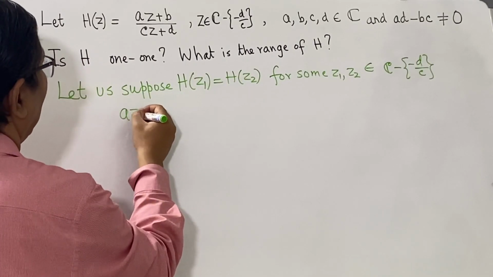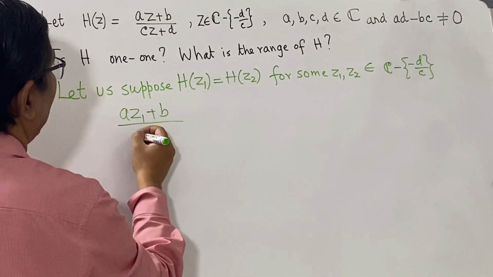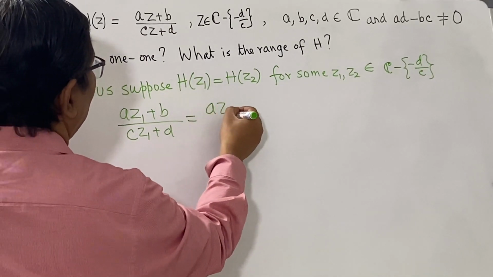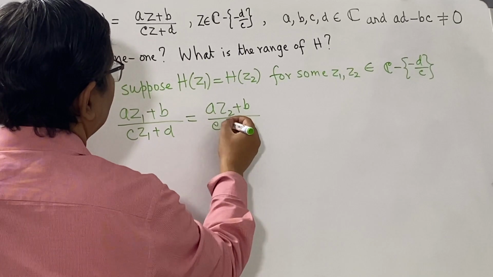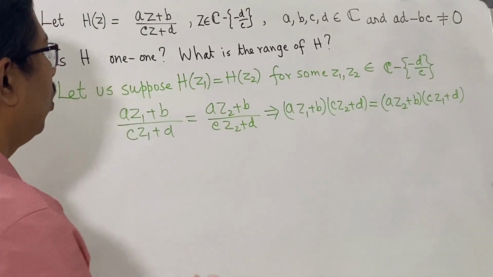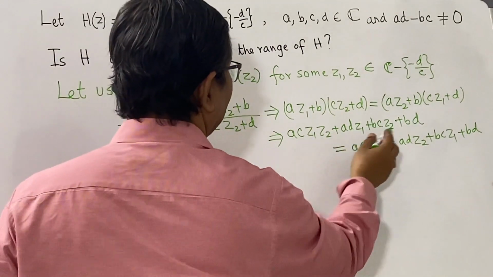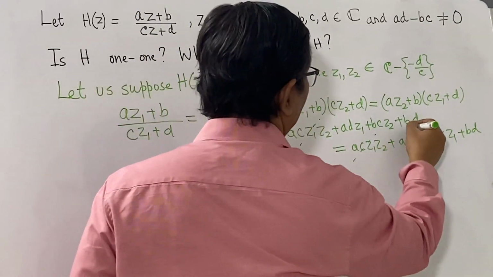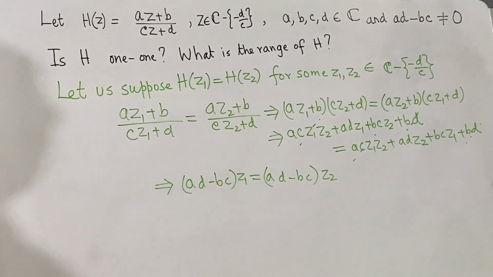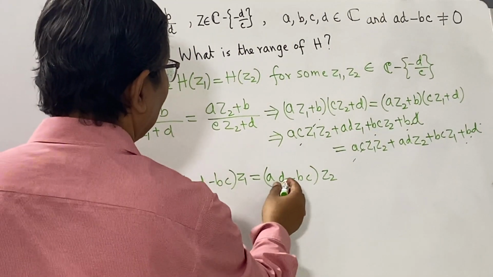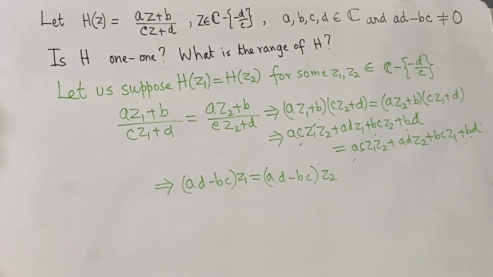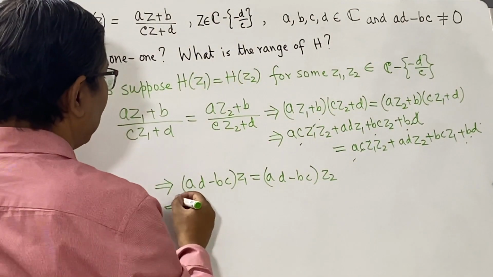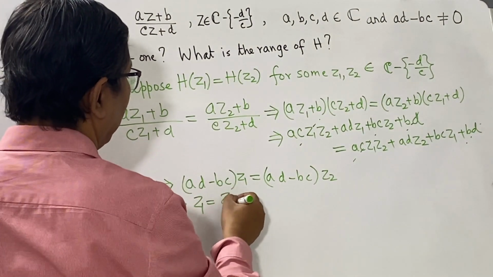So h(z1) is (az1 + b) divided by (cz1 + d), and h(z2) is (az2 + b) divided by (cz2 + d). Cross multiplying we get this, simplifying we get this expression, and we note that acz1z2 cancels on both sides, bd cancels, so we get (ad minus bc) z1 is equal to (ad minus bc) z2. Now we note that ad minus bc is assumed to be not equal to 0, so we can cancel both sides and get z1 is equal to z2.